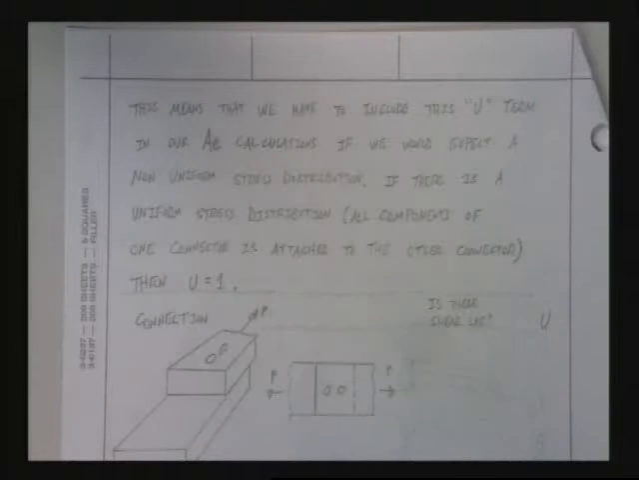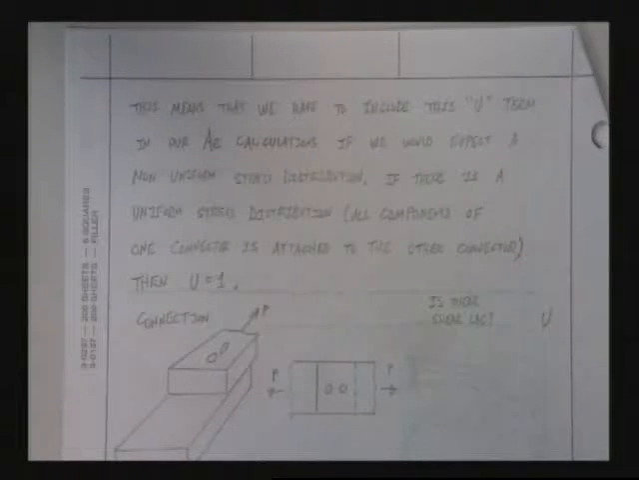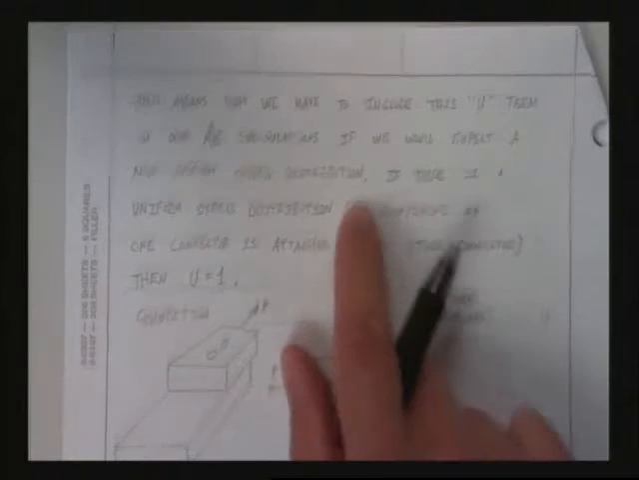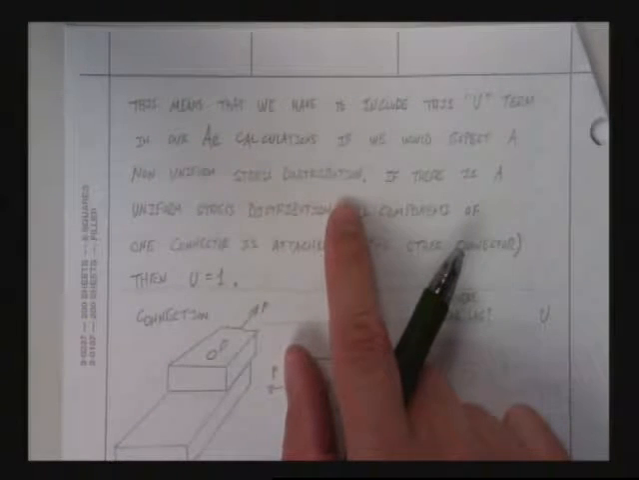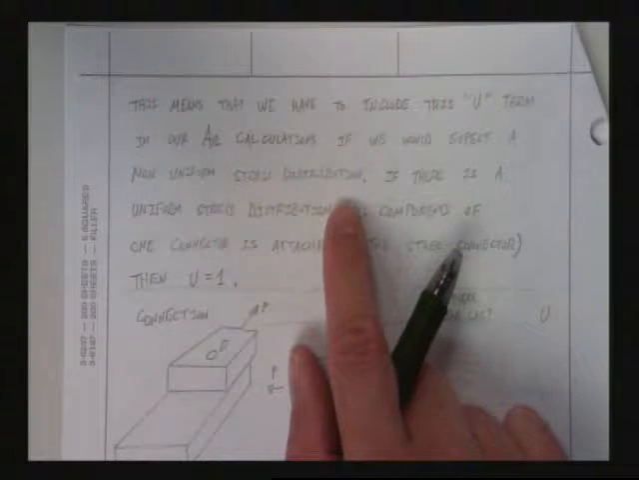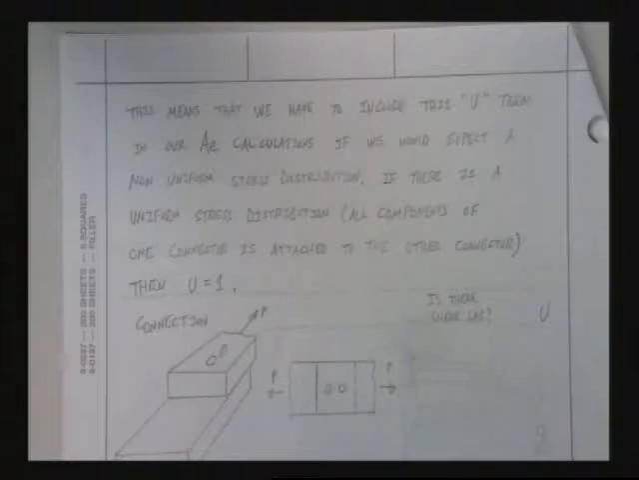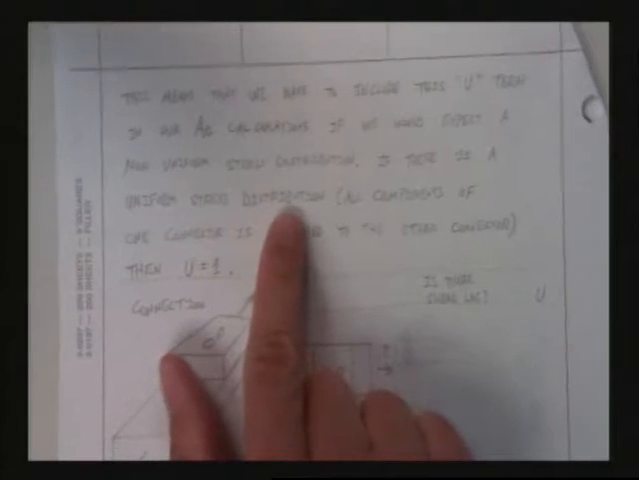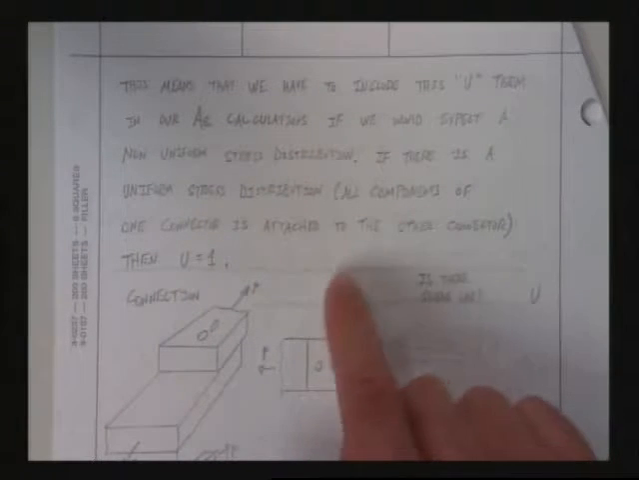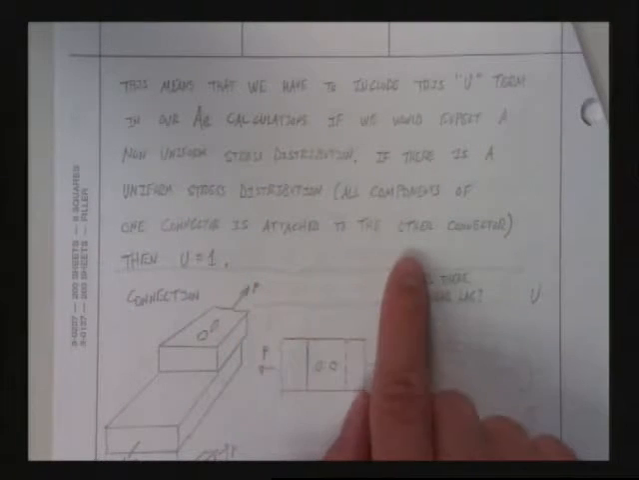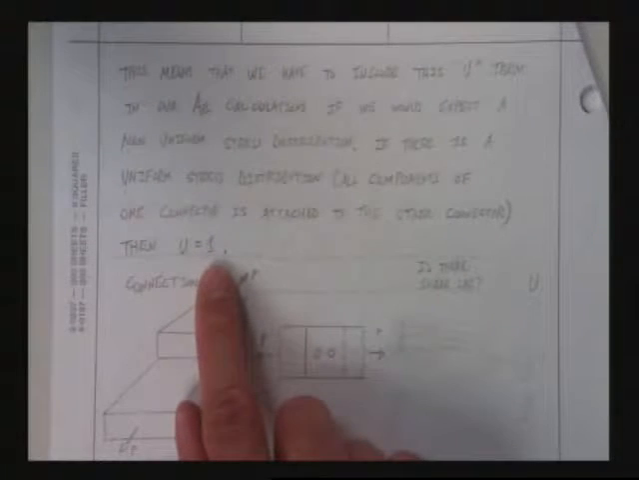This means that we have to include this U term in our A sub E calculations if we would expect a non-uniform stress distribution. When do we expect a non-uniform stress distribution? When there's an outstanding leg. That's right. An outstanding answer for an outstanding leg, right? If there is a uniform stress distribution, all components of one connector are attached to the other connector, then we use a U equal to 1.